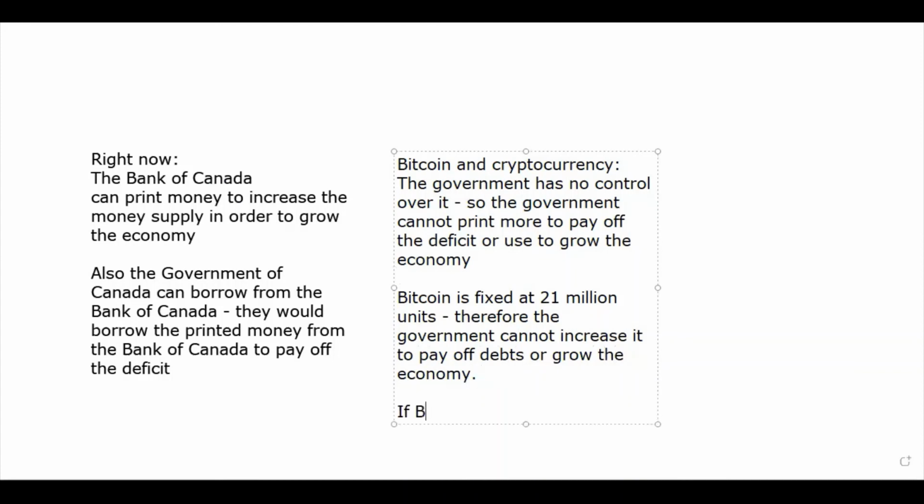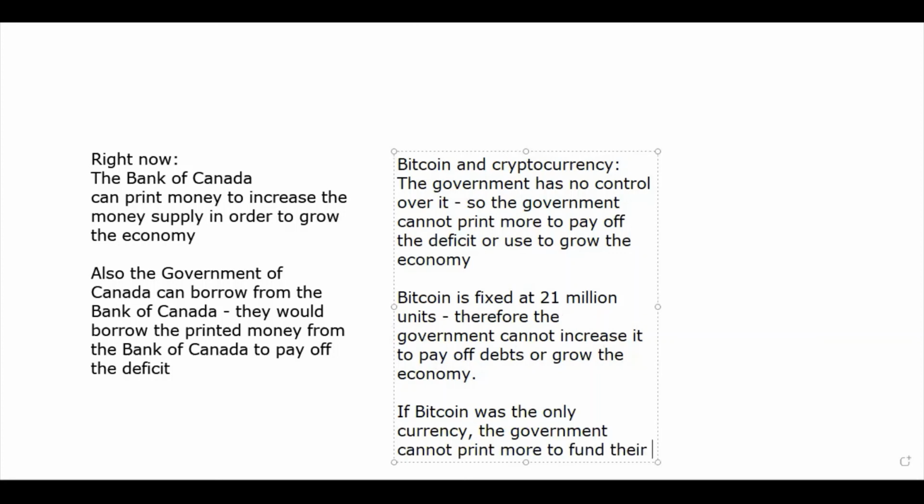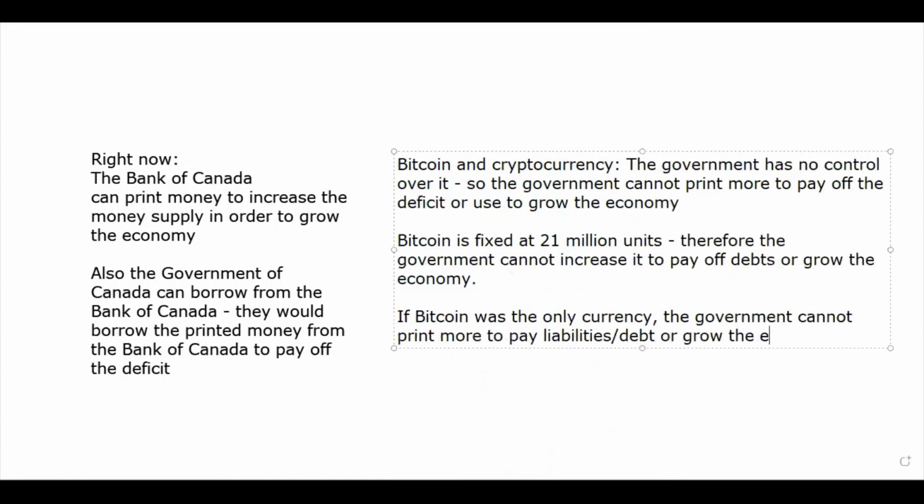So if Bitcoin was the only currency, the government could not print more to fund their debt, to pay liabilities or debt, or grow the economy. So that's a big thing. That'll change monetary policy completely.